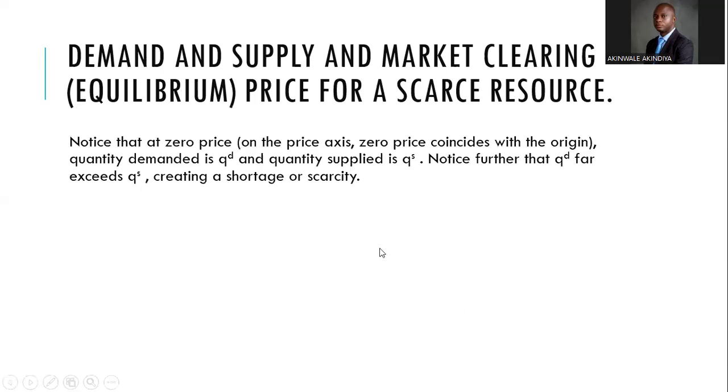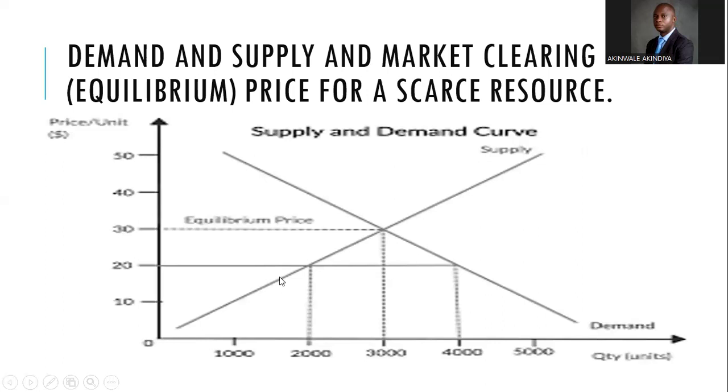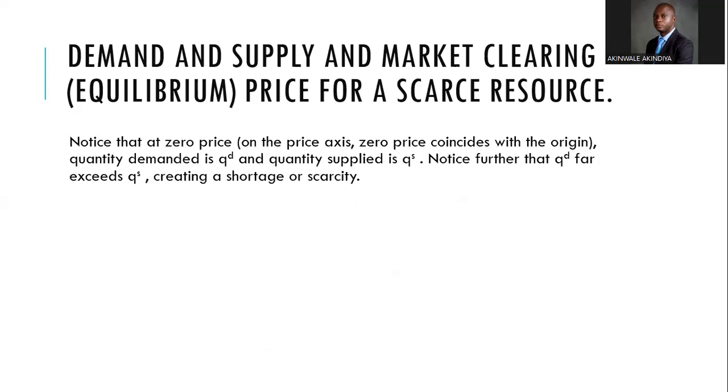So notice that at zero price, the quantity demanded far exceeds the quantity supplied, creating a shortage or scarcity. That's what I've said here. If you look at this particular curve at zero, we are looking at about 6,000 units being demanded, but the suppliers are saying no, we are not ready to supply at that price. So almost zero units are being supplied at $0. So there's going to be a scarcity.